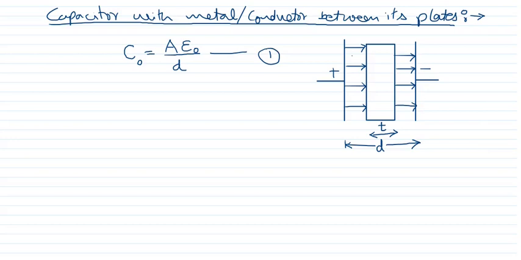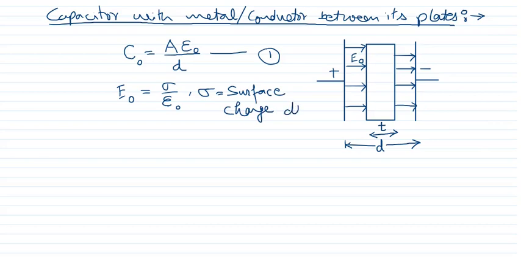Now the E naught is the electric field between the plates of the capacitor, and this is given by sigma upon epsilon naught, where sigma is the surface charge density. Clear?